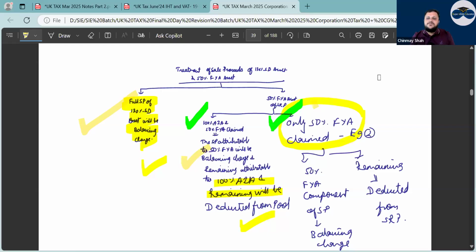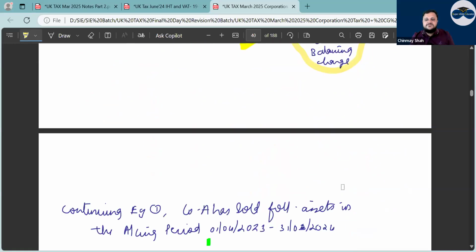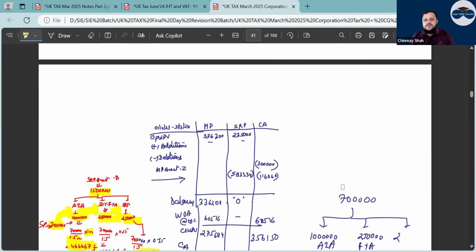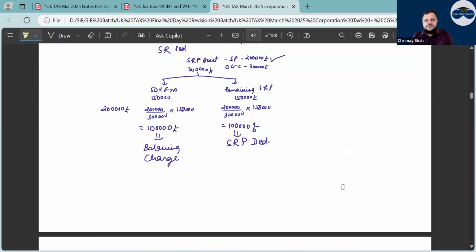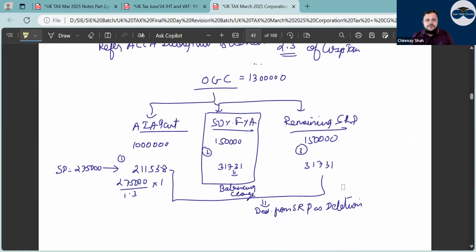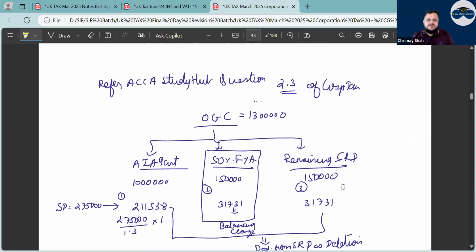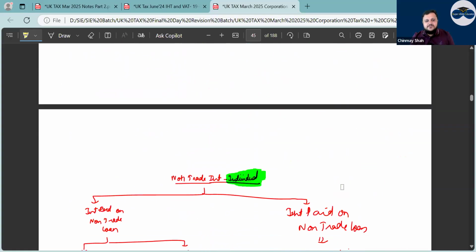And if there was only 50% FYA on the asset, no AIA, only the 50% FYA component will be a balancing charge. The remaining will be deducted from the SRP. There is a very big question that I have done on this, a 3 years calculation. You can directly check from that. Even a study question is there, correct? You can check that as well.